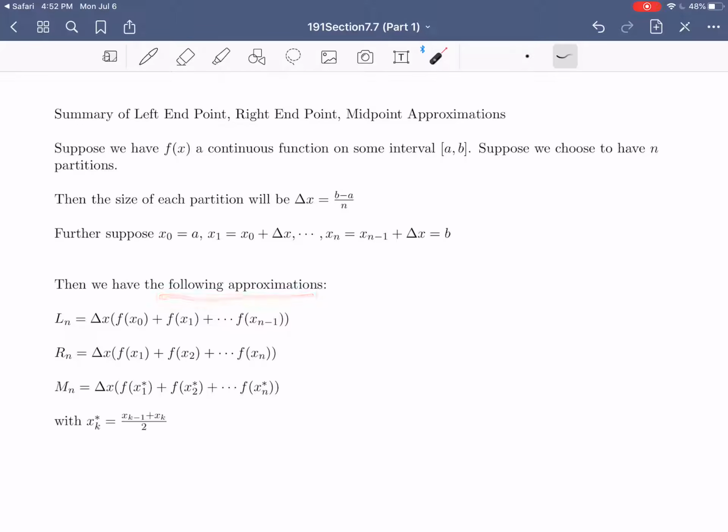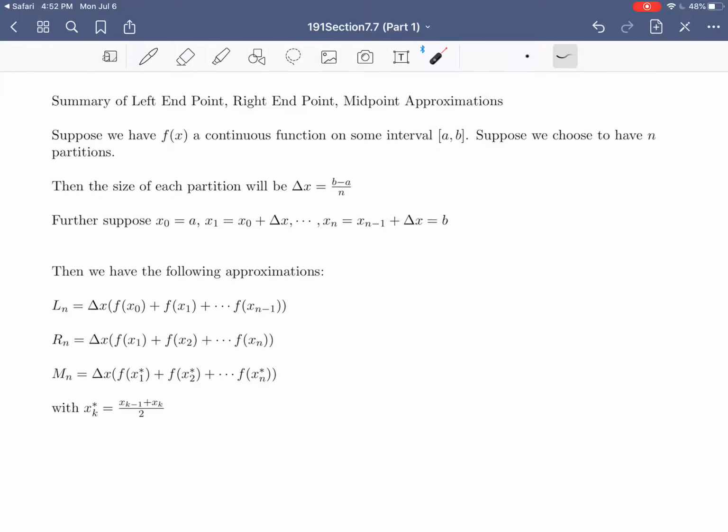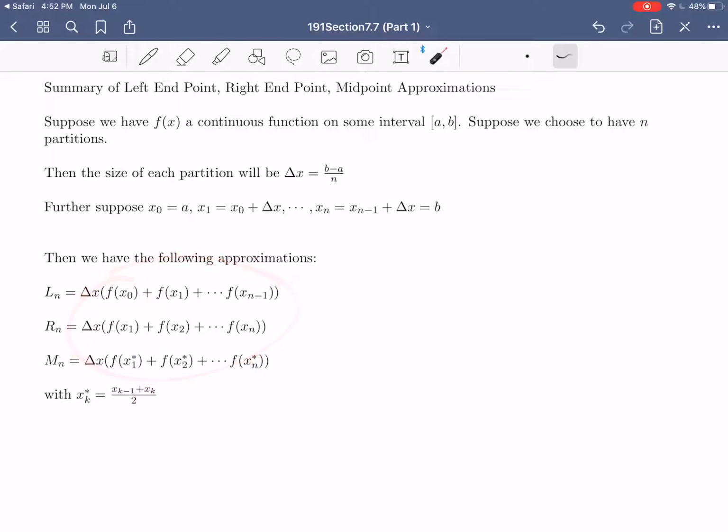Then we have the following approximations. And you'll often see this notation, L sub n, meaning left endpoint approximation with n partitions, R sub n, right endpoint approximation with n partitions, and M sub n, midpoint approximation with n partitions. And these are the cleanest formulas we have.